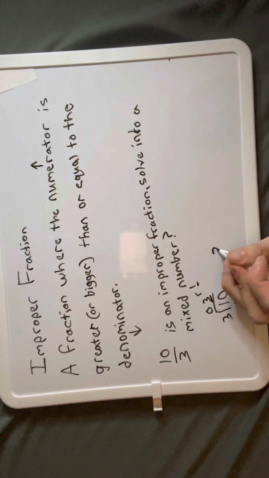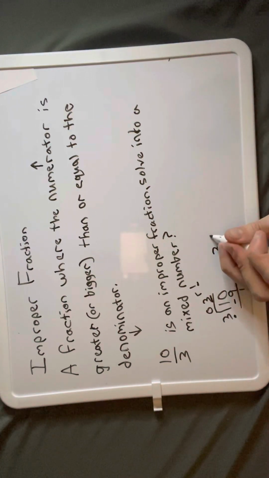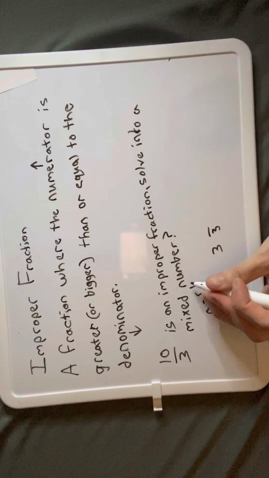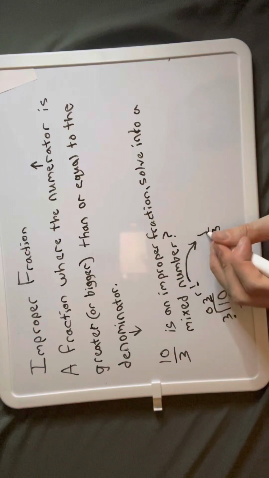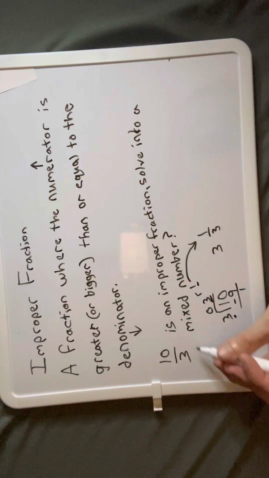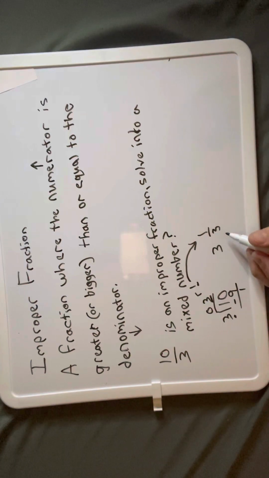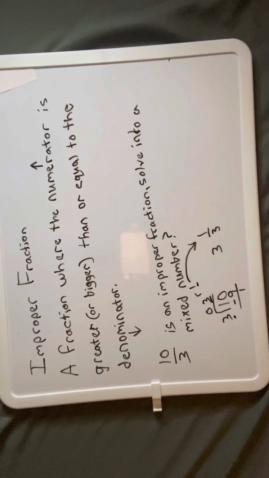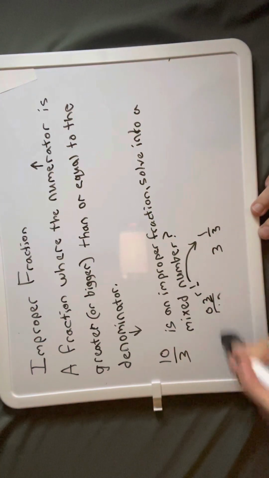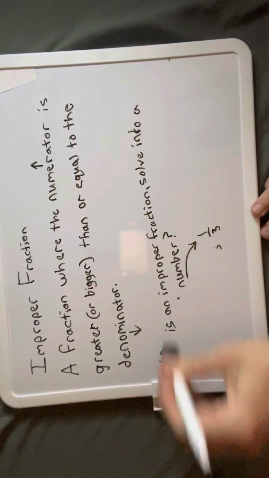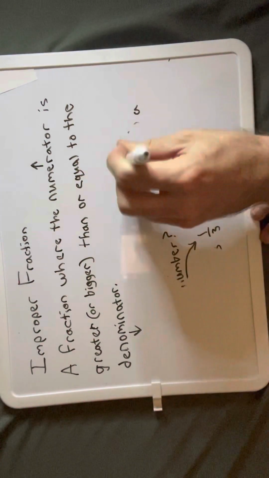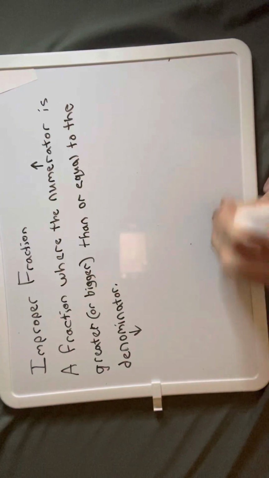So 3, denominator of 3, remainder of 1. So I've taken an improper fraction and I've made it a mixed number. But that is all for our vocabulary, at least for this lesson.